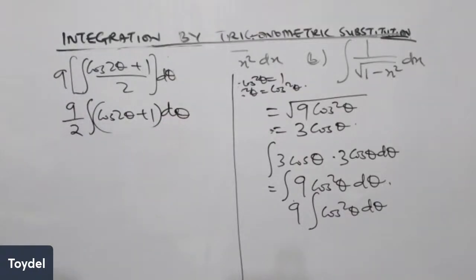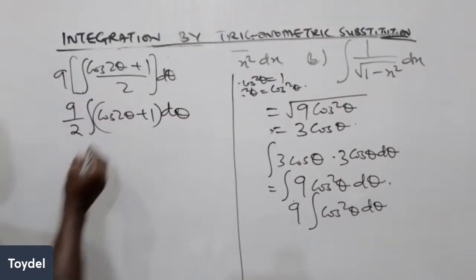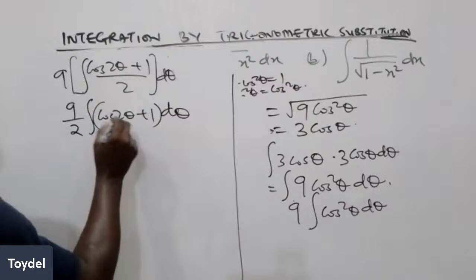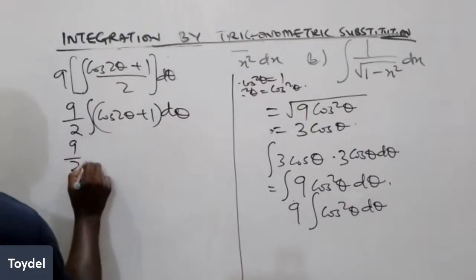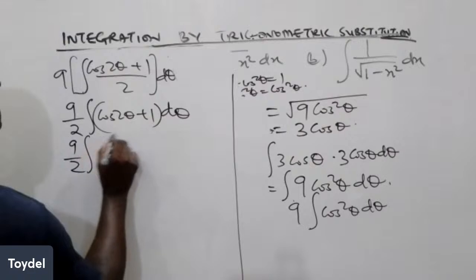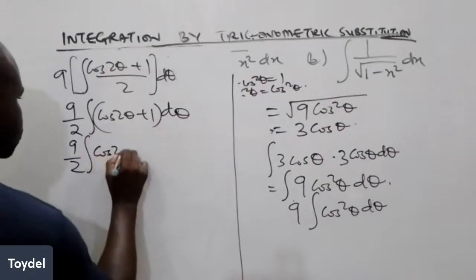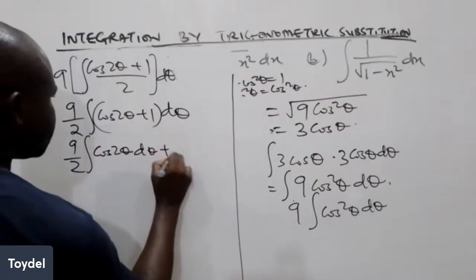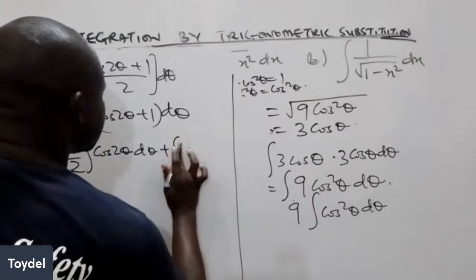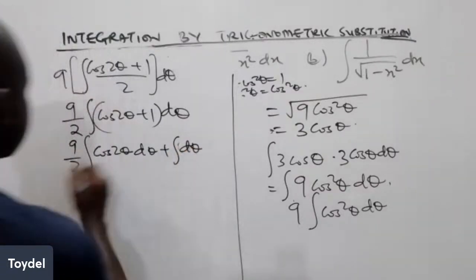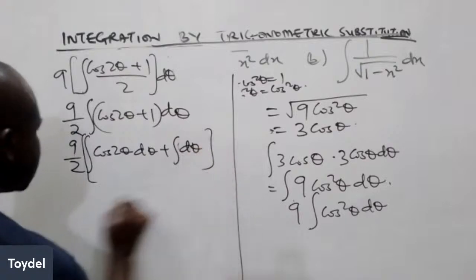So from there, we can find the integration of this. So we have 9 over 2 integral. We can expand this to be integral of cos 2 theta d theta plus integral of 1 d theta. Then if you do that, this is 9 over 2 outside.